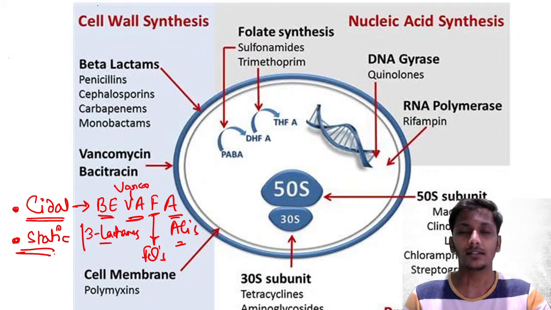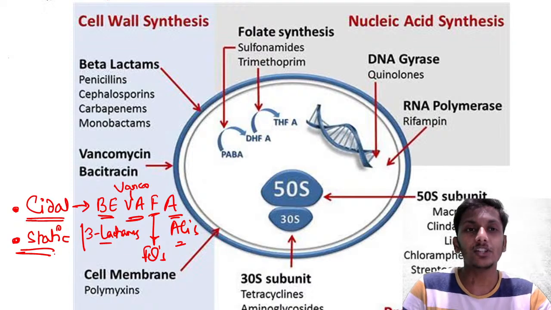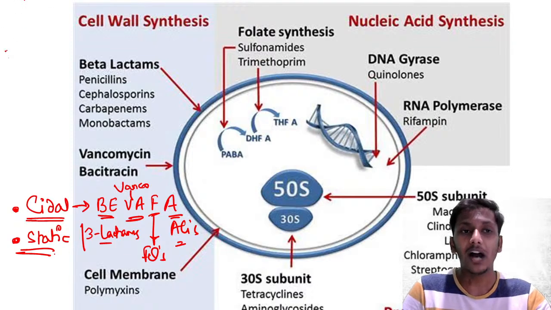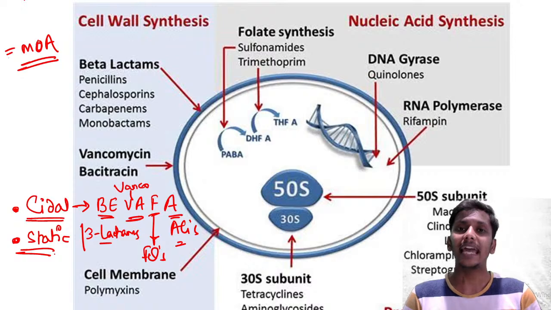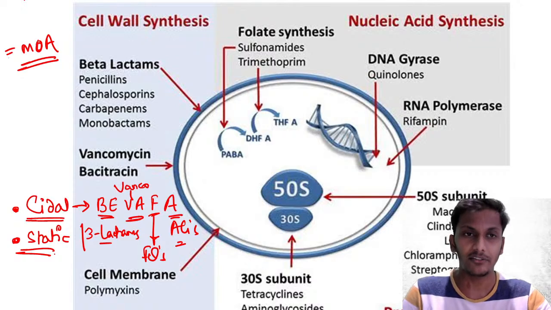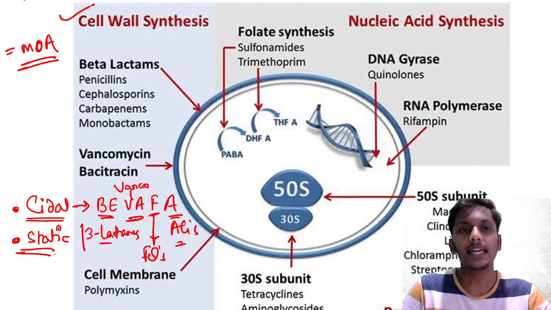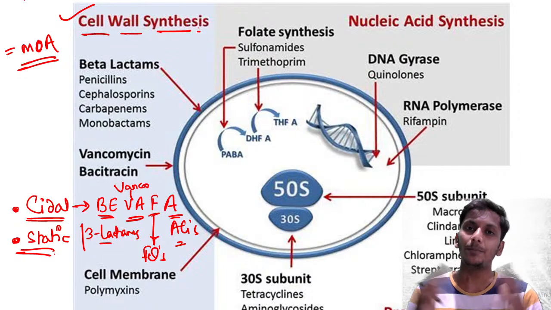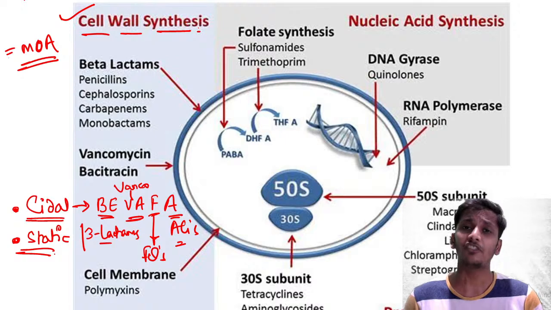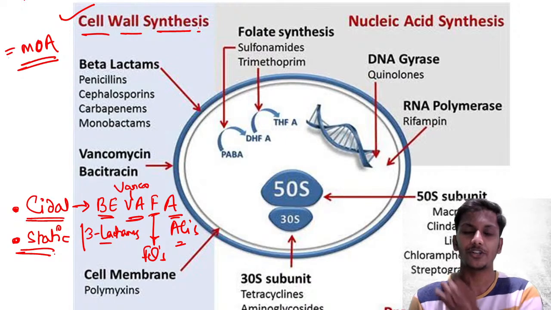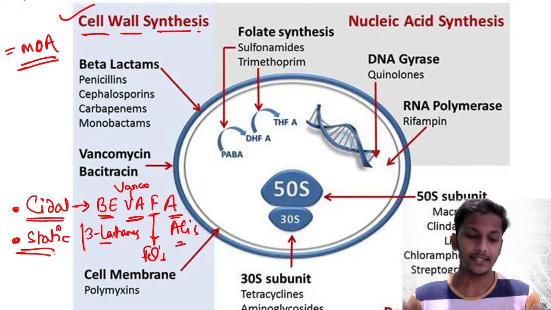Now, this was the classification based on their action on the bacteria. Now, based on the mechanism of action, how do these drugs act? Please remember, based on the mechanism of action, these antibacterial agents can be classified into 3 broad categories. The first one being cell wall synthesis inhibitors. Cell wall is a very important aspect of a bacteria. If the cell wall is damaged, the bacteria can be easily killed.